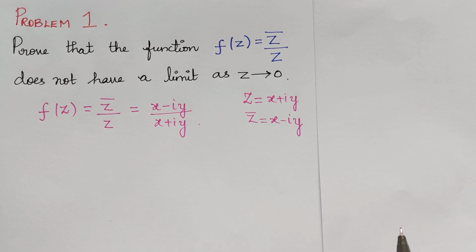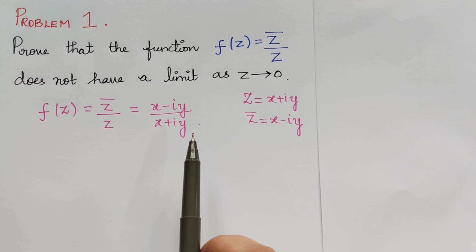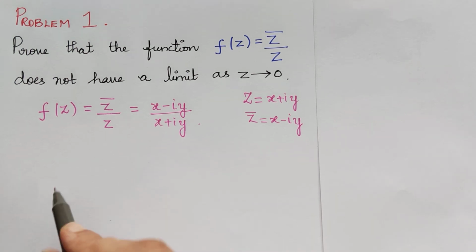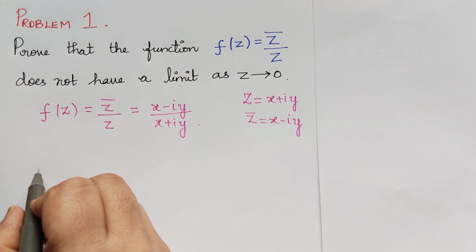Now, in order to find the limits, we can consider different paths. I have already told you about the different paths. First, we saw along the x-axis, along the y-axis, and different curves. I would suggest that you consider a general curve in order to prove this. Now, we can consider the straight line y is equal to mx.